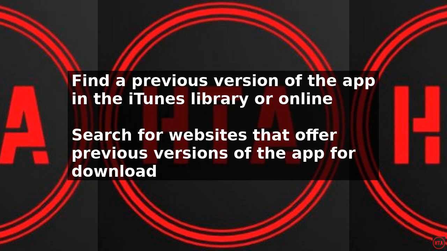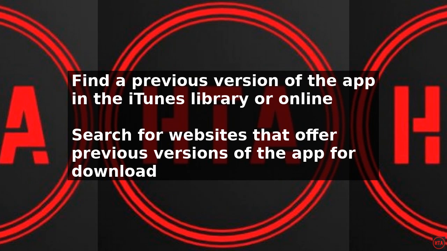To do this, drag and drop the previous version of the app from the iTunes library to your device. iTunes will then install the previous version of the app on your device. After installing the previous version of the app, do not update it from the App Store, as this will override the previous version with the latest version.